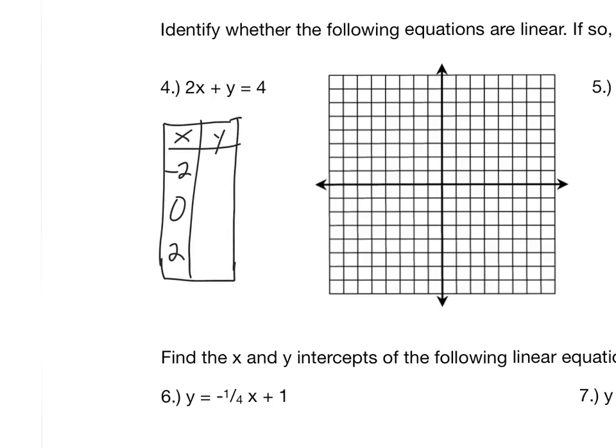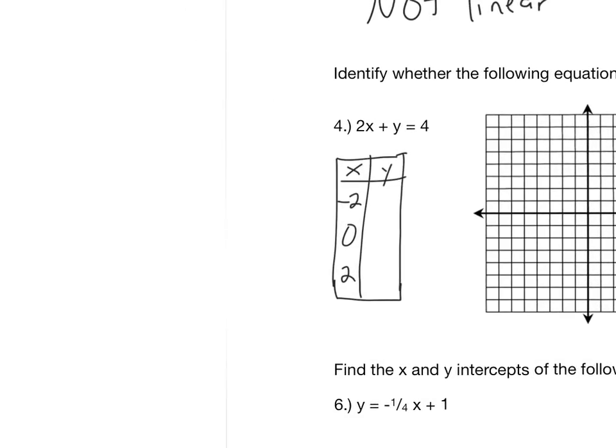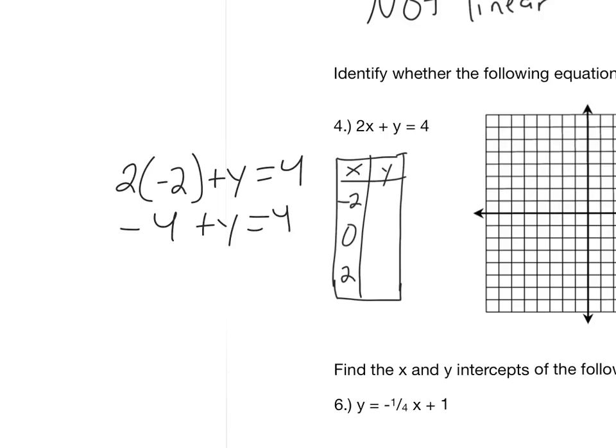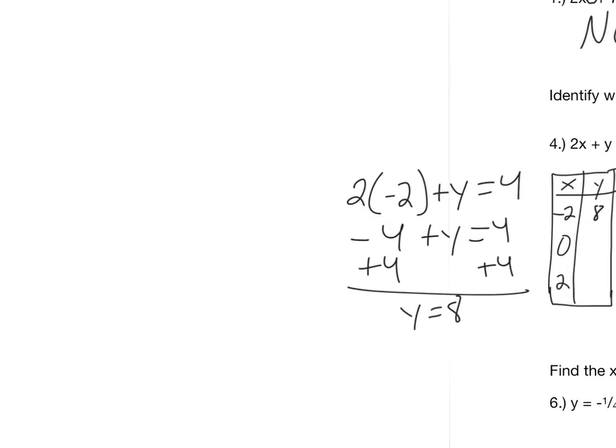Well, if you plug in -2 for x, right? Anywhere you see an x, you're going to plug in a -2, so that would be 2 times -2 plus y equals 4. 2 times -2 is -4. Right? How do you get rid of that -4? You add 4 on both sides. And if you do that, you get y equals 8. Okay? What about at x equals 0? That would be 2 times 0 plus y equals 4. Well, 2 times 0 is just 0. So y would equal 4.